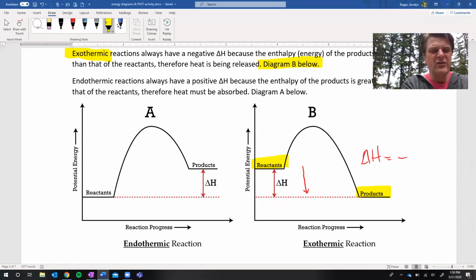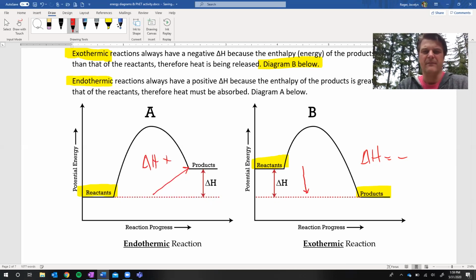The endothermic reaction is the other situation, where you actually are going to put in more energy. Right? The reaction requires energy. And so that means that you start at the reactant level, and then you add some energy to the reactants, and then you get to the products level. So your delta H here is positive. When you do the energy of the products minus the energy of the reactants, you're going to get a positive number because the products are higher.